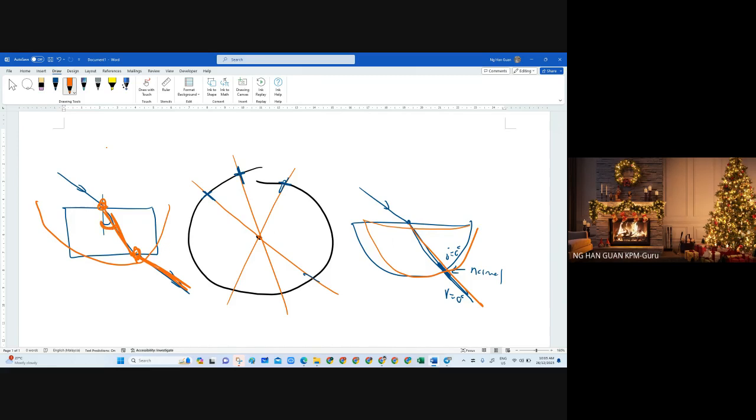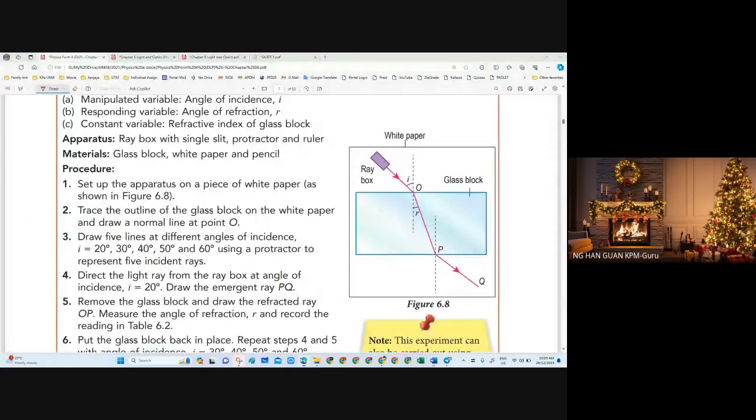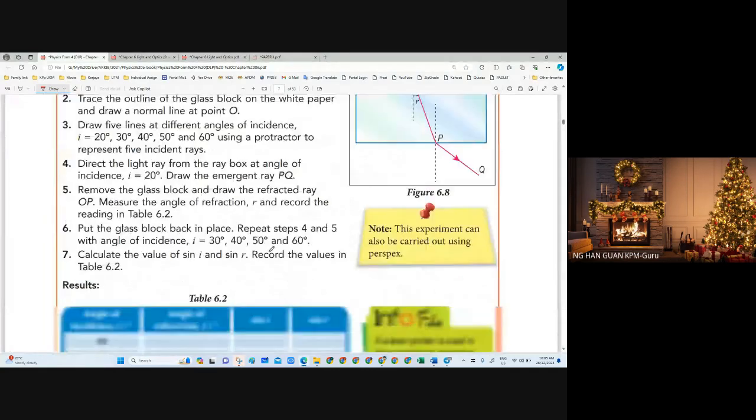So the steps will be more compared to using the semicircle glass block. So there's a slight difference between these two. But in the end, if you're using the same medium, both glass blocks being the same glass, the result will be the same. Only the procedure is slightly different. Right, so this is regarding this experiment.